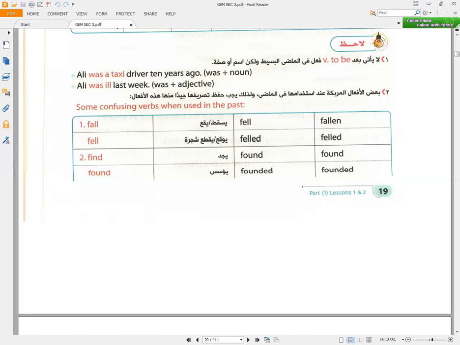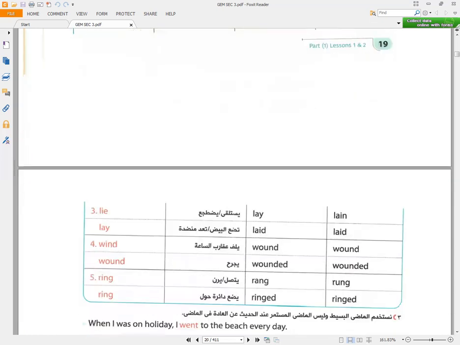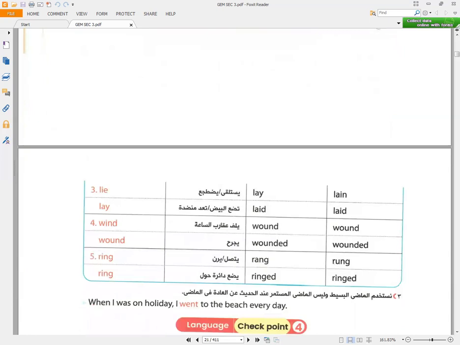Number two, find. It's a regular verb? Find, found. And we have found, to build up a business or a company. Founded. Lie, lay, lain. To stretch your body before sleeping or to have a rest. We have lay, the same as the second form of lie.